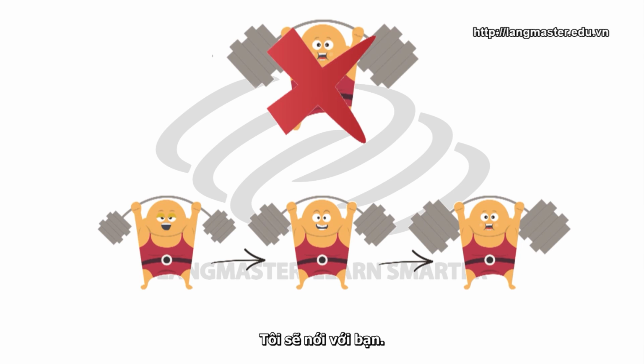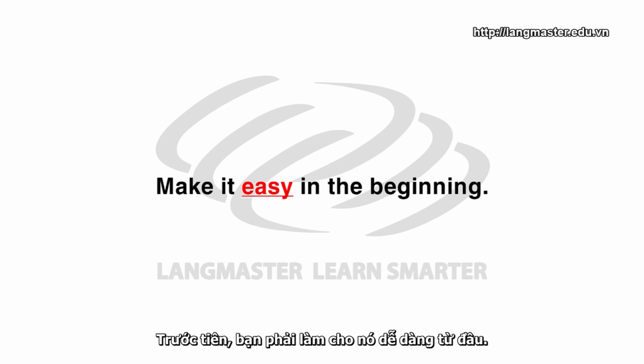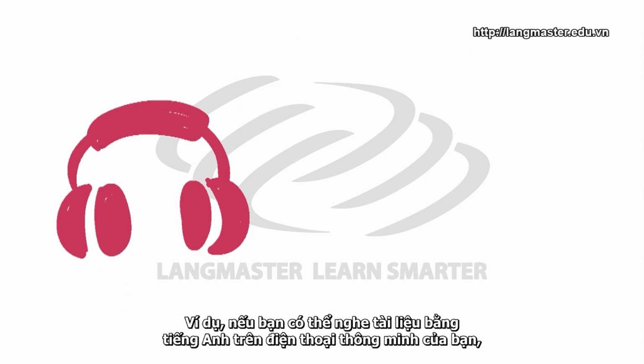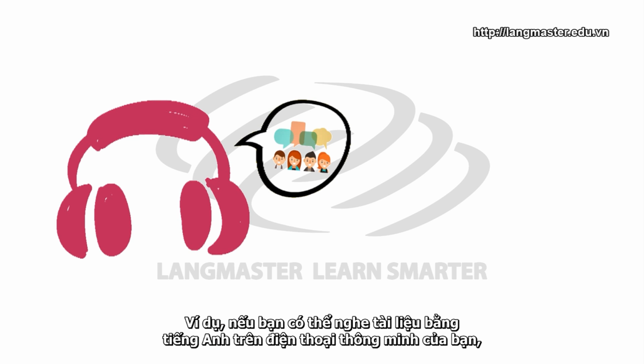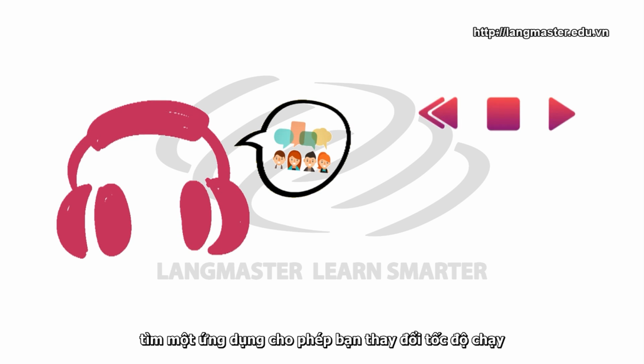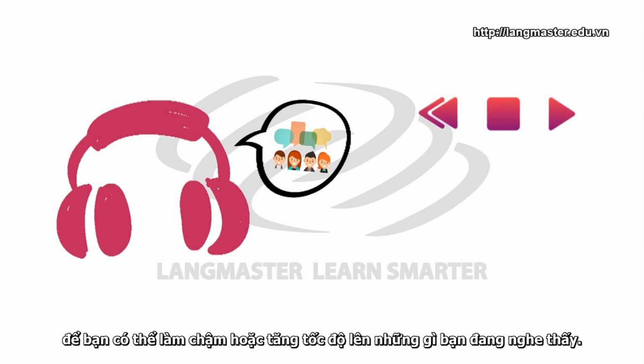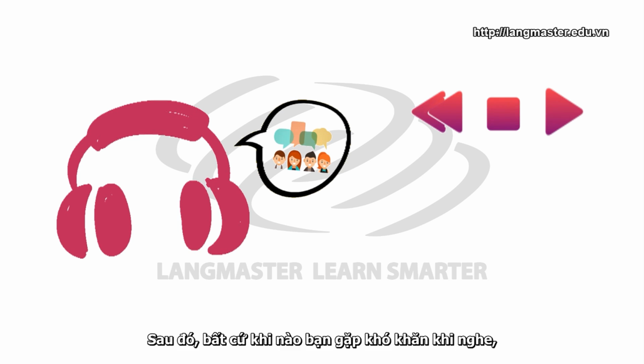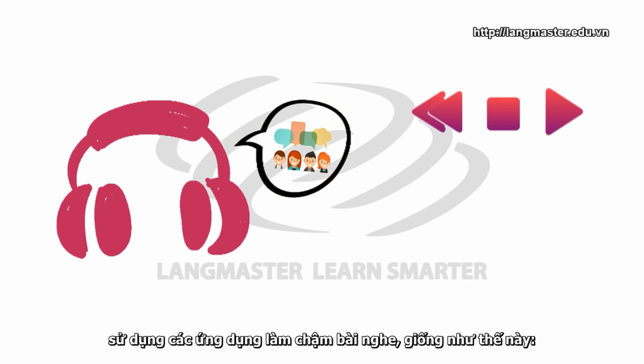I will tell you. Firstly, you have to make it easy in the beginning. For example, if you listen to podcasts in English on your smartphone, find an app that lets you change playback speed so that you can slow down or speed up what you're actually listening to. If you listen on your computer, there are programs that can do that as well. Then, whenever you have trouble understanding, use the app to slow down the audio like this.